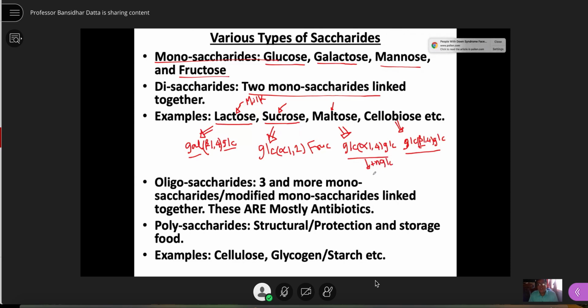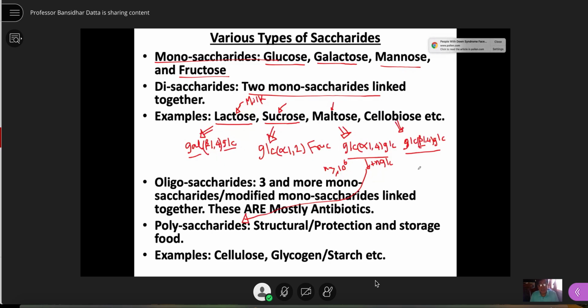millions, then you end up with a polymer. So basically what happened, GLC, alpha 1,4 GLC, next one is alpha 1,4 GLC, and you can go n times. N is usually millions. N is greater than or equal to 10 to the power 6 molecules of glucose linked via alpha 1,4 linkage. And you end up with a polymer, a polysaccharide.